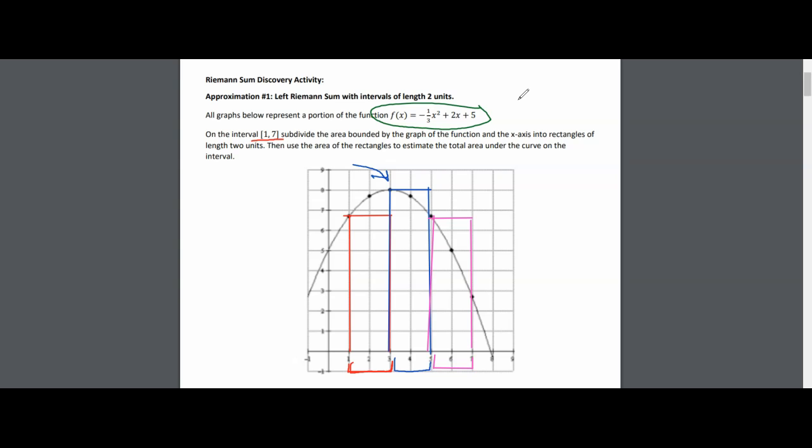But for the pink and the red, you're actually going to have to use the function to figure out the height of these rectangles. So that's why I said we need to pay attention to that function that I circled in green. So the area of the red rectangle: the base of the red rectangle is 2. The height of the red rectangle is this y value right here, which is f of 1. So 2 times f of 1.